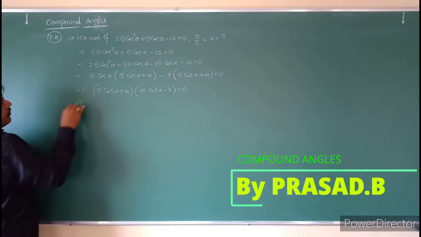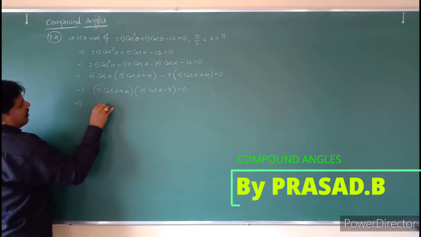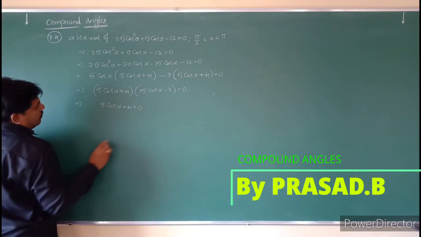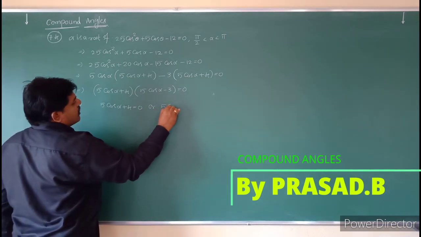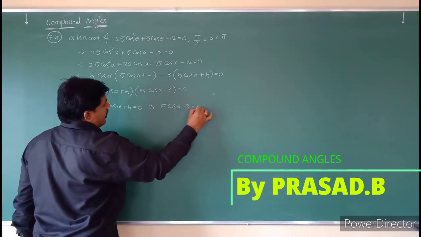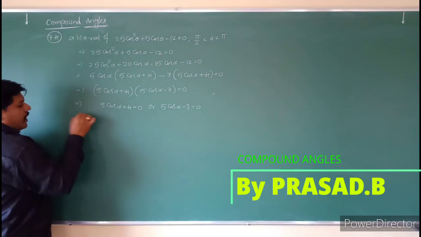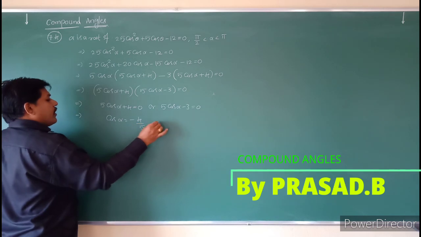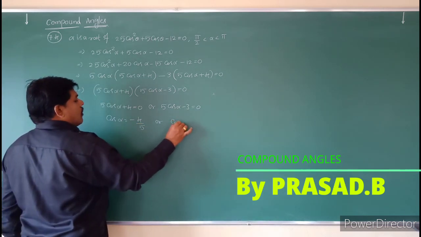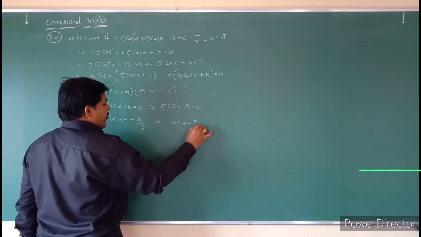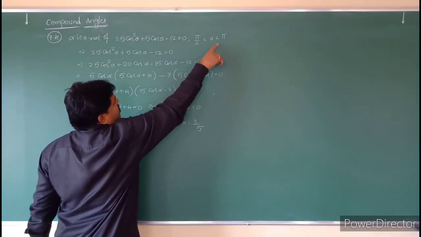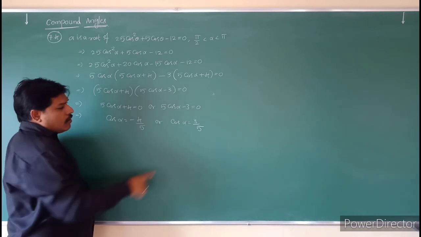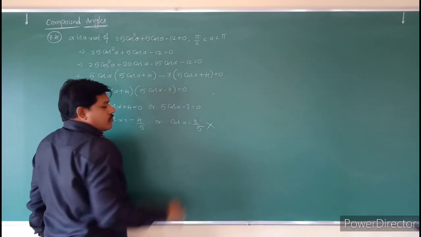So that implies 5 cos alpha plus 4 is equal to 0 or 5 cos alpha minus 3 is equal to 0. That implies cos alpha is equal to minus 4 by 5 or cos alpha is equal to 3 by 5. But alpha belongs to the second quadrant. In the second quadrant cos is negative, but here cos alpha is 3 by 5, so it is not possible.